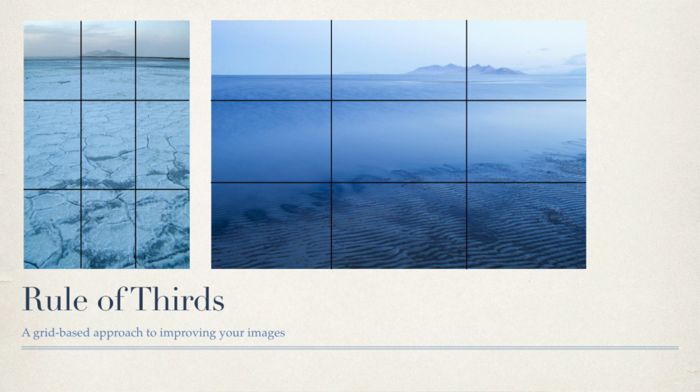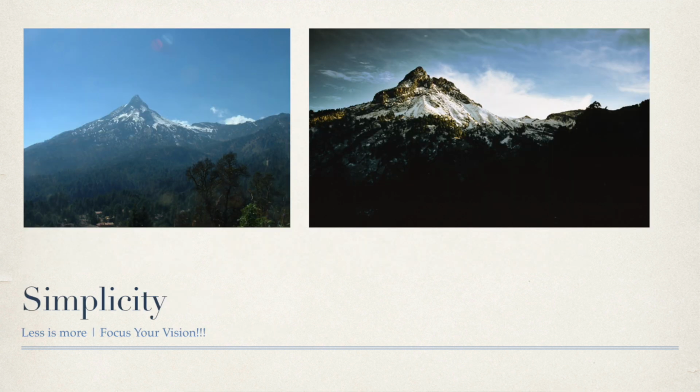Another principle of composition that I want to talk about is simplicity. A simple image is basically an image that's devoid of clutter. So let's take a look at this picture here, for example. We've got this picture of a volcano.